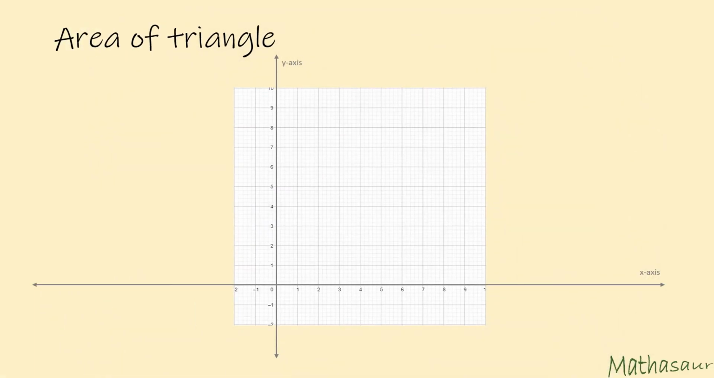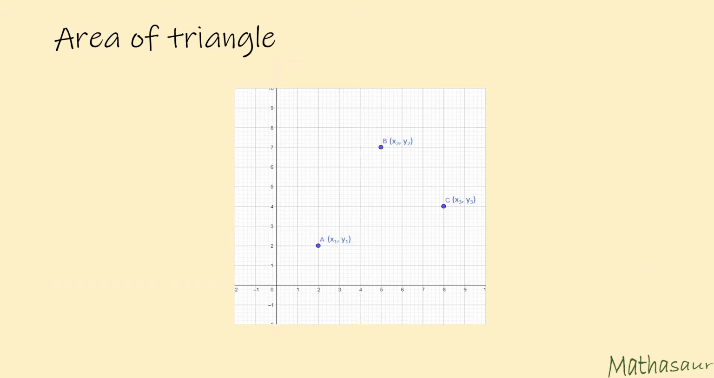Today, let us look at area of a triangle in coordinate geometry. If we were given three non-collinear points and we knew the coordinates of these 3 points, then how would we find the area of the triangle formed by these?